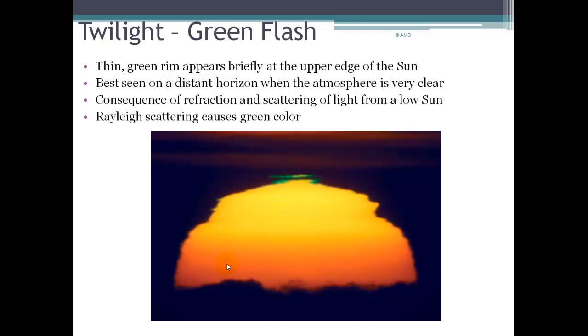So it's just a flash. You watch the sunset, and if you get to see that green, great. If you go poleward, it lasts longer, so it's not just a flash. It can last for several minutes, up to half an hour. And it's a consequence of refraction and scattering of light when the sun is low on the horizon.